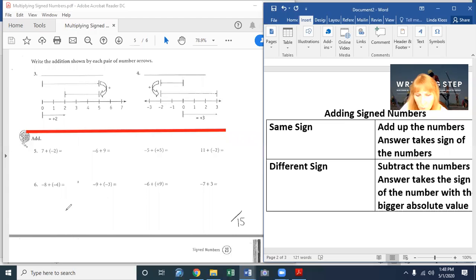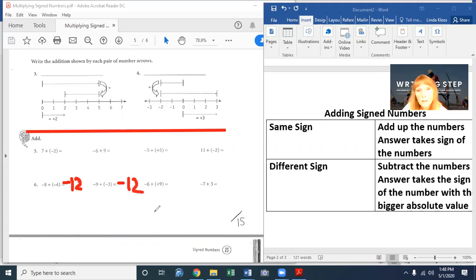So they are both the same sign. So we're going to add the numbers up, and the answer is going to have the sign of both the numbers, which is negative. So 8 plus 4, -12. Okay. Next one, -9 plus -3. Go over to our chart, same sign. So we're going to add up the numbers, and they're going to take the sign of the numbers. So 9 plus 3, -12. Again, right?